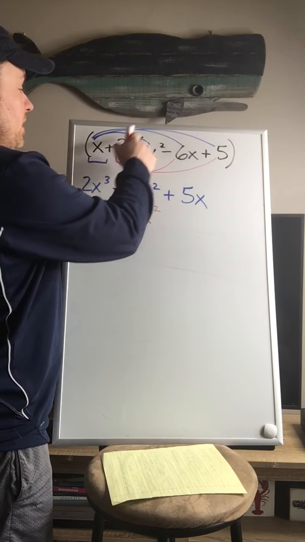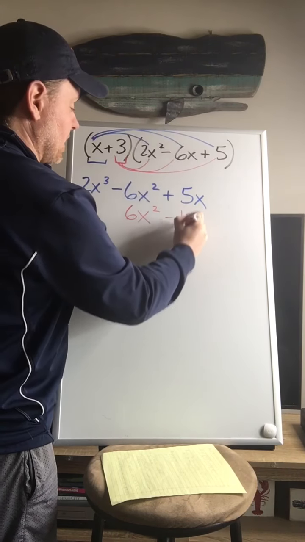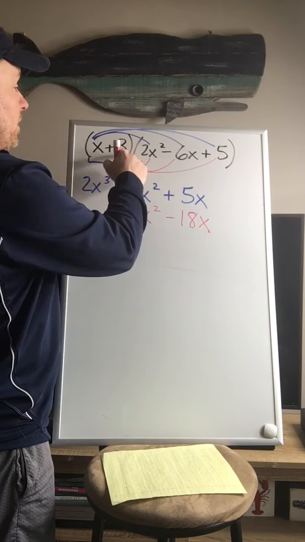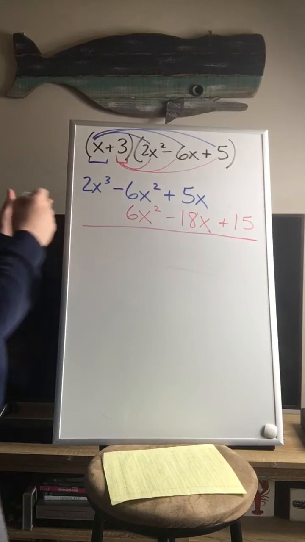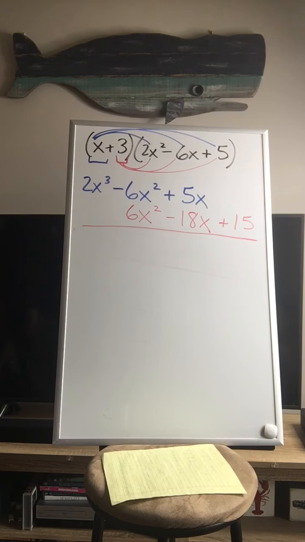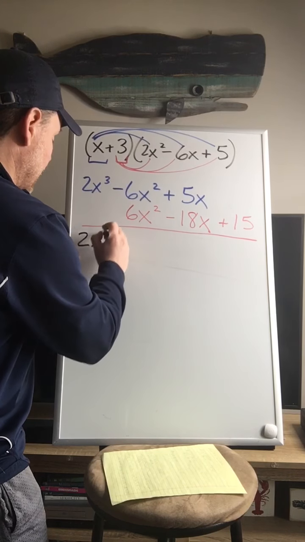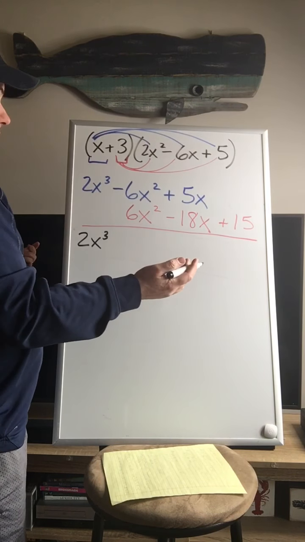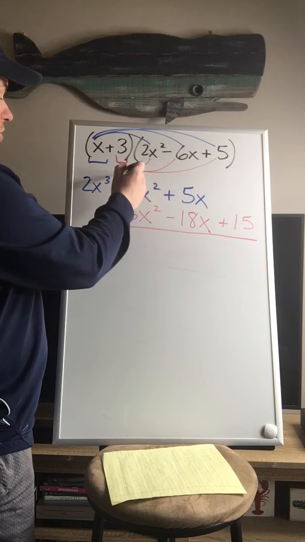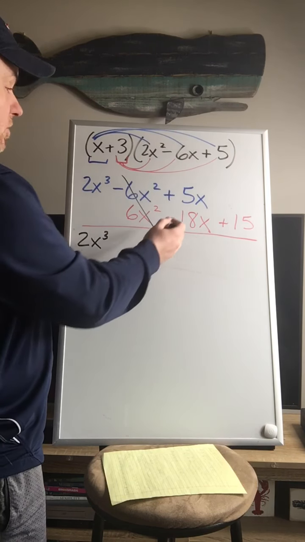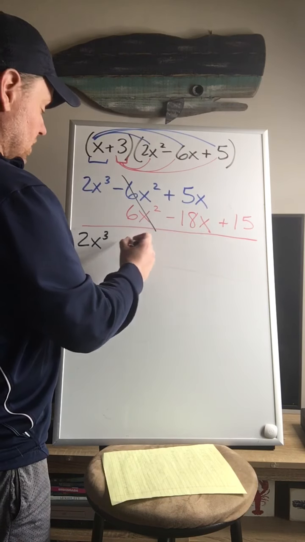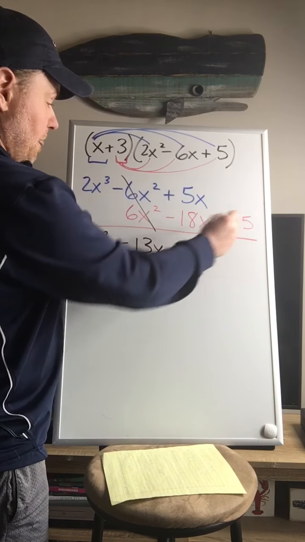3 times minus 6x will be minus 18x. And then 3 times 5 is 15. And then we combine the like terms. Now here we combine the like terms, and look what actually happens. The 2x cubed is here, and actually the x squareds end up canceling out. Minus 6x squared plus 6x squared adds up to 0. So you don't have an x squared term in your answer. 5x minus 18x, that'll be minus 13x, and then you have the plus 15.